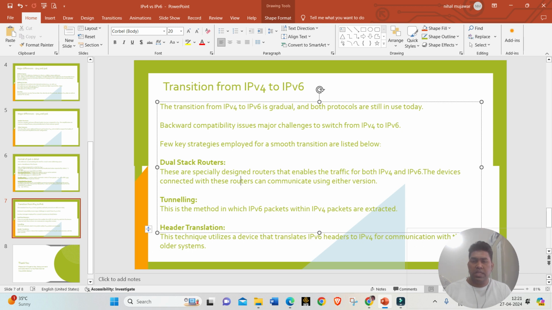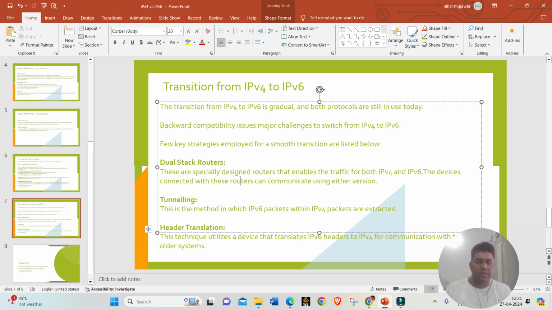First one, dual stack routers. As the name suggests, these are basically specially designed routers. These routers enable traffic for both. We can have a single router that will accommodate both IPv4 and IPv6, and the devices connected with these routers can communicate using either version. Because of that, this is a way that we can use both v4 as well as v6.